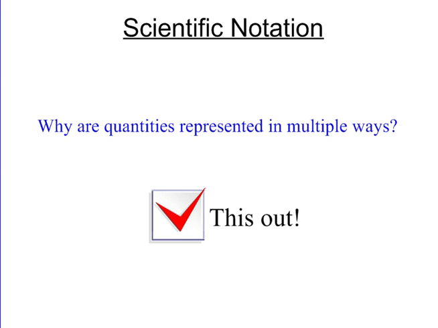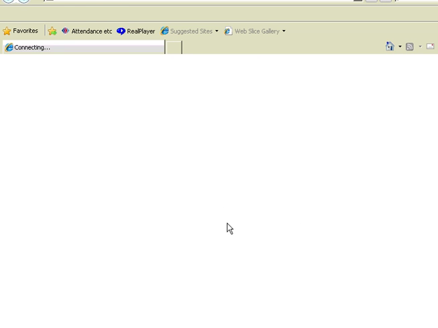Scientific notation. Why are quantities represented in multiple ways? Well, the reason is because we need to use them differently. In scientific notation, that helps us to talk about real world quantities, whether something's very large or something's very small. There's a great video out on YouTube that let me show you really quick here.